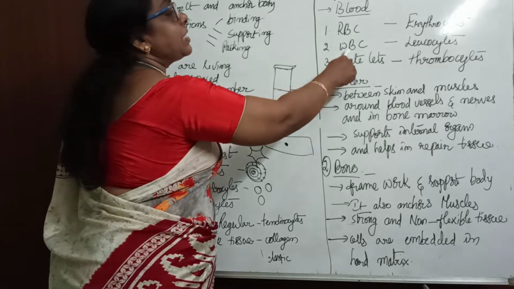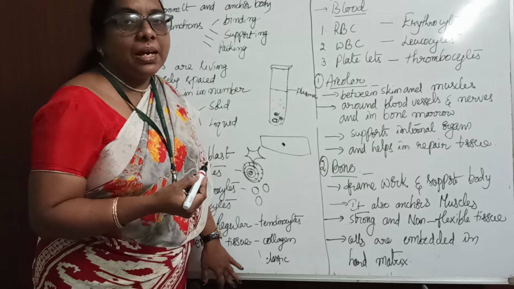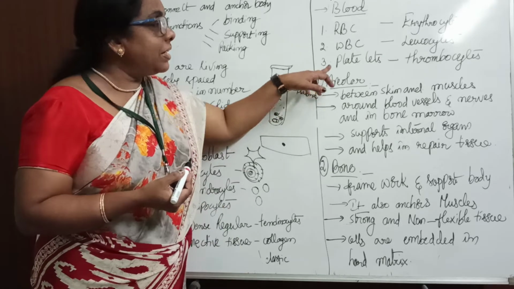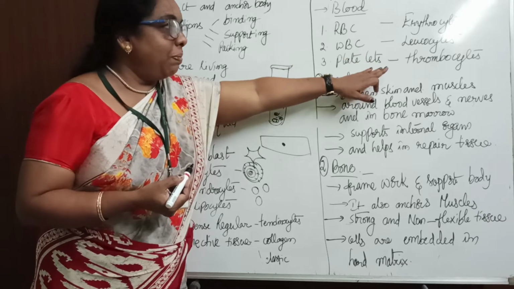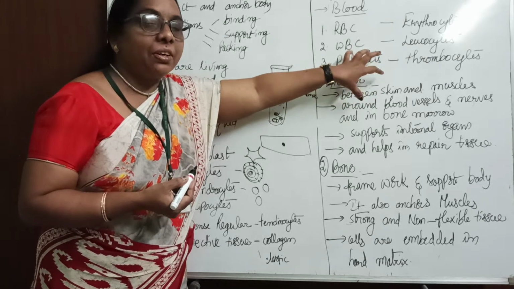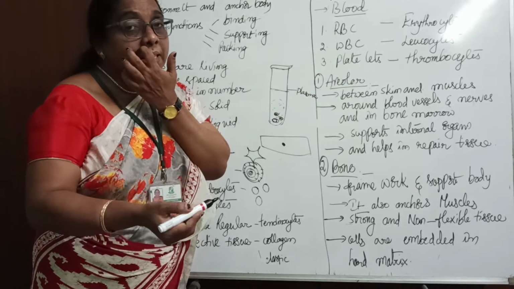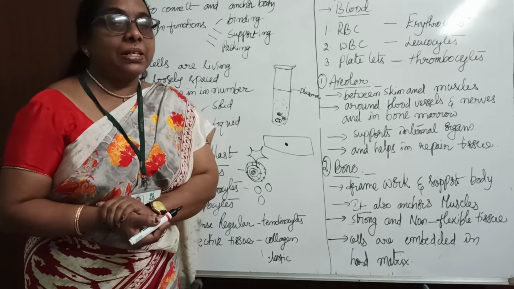The second one is WBC. The full form is white blood corpuscles, and we can also call them leukocytes. And the third one is the platelets. They are called thrombocytes, and they are useful for the clotting of the blood whenever injuries occur. These are the different types of blood cells which are present in our body.